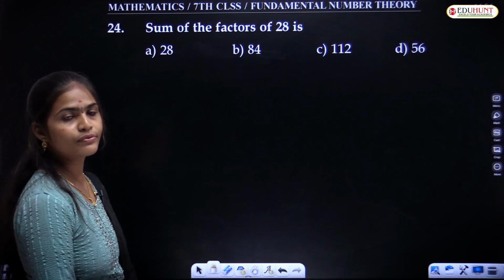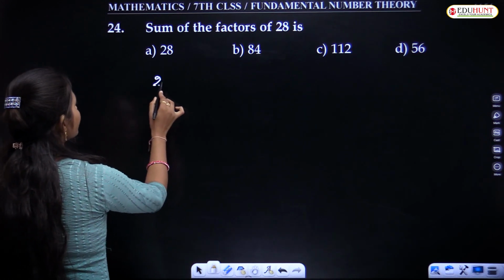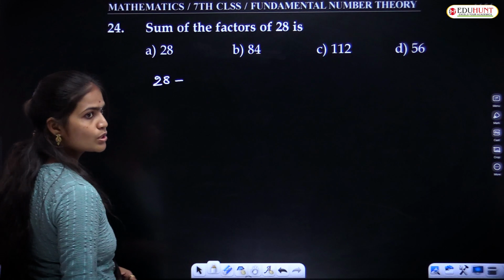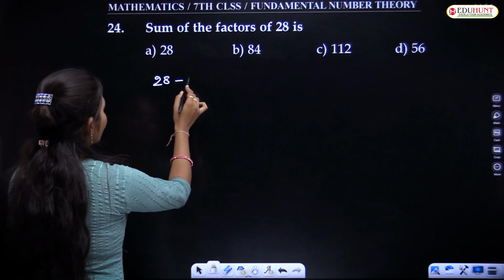Let us see the next one. Sum of the factors of 28. First, 28 can be expressed as its prime factorization, no?